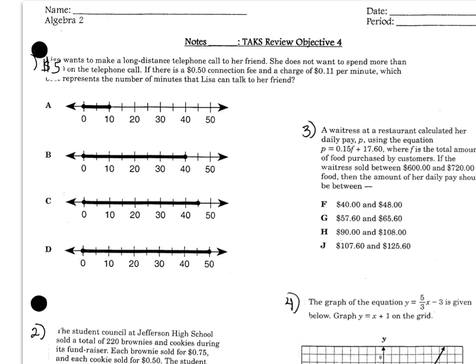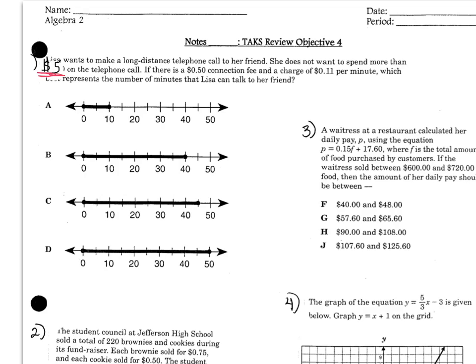Okay, so first we're going to start with example 1 in your notes packet. First of all, there is a crucial piece of information that was cut out of this problem, and that's this part right here. This should say $5. Okay, so it says this. Lisa wants to make a long-distance phone call to her friend. She does not want to spend more than $5 on the telephone call. If there is a 50-cent connection fee and a charge of 11 cents per minute, which best represents the number of minutes that Lisa can talk to her friend?